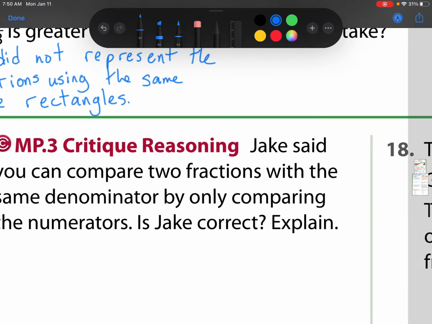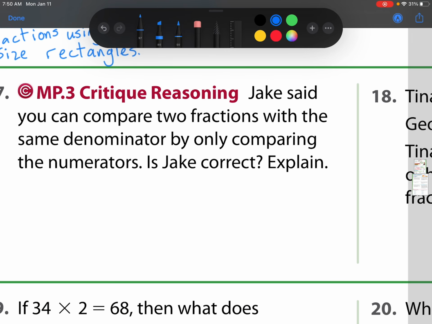Okay, let's head off to number 17 now. Jack said you compare two fractions with the same denominator by only comparing the numerators. Is he correct? So what's Jack saying? He's saying if we have two fractions, a mystery one and a mystery one, if they have the same denominator, so let's just pick 5, we can compare them by just looking at the numerators. Is that correct? Yeah, it is. Because remember, that's the whole purpose of what we're doing. If this was 3 and this was 2, we could easily compare them. So how do we put this in a sentence?